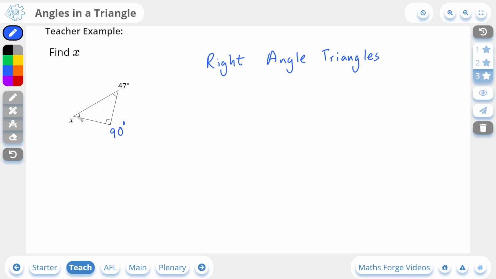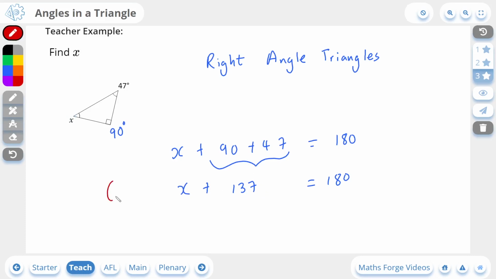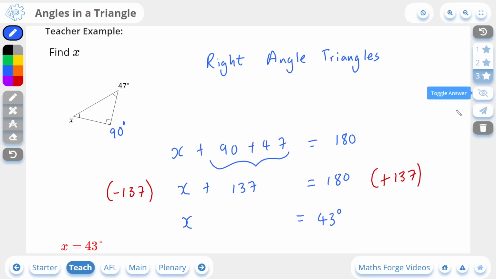And now we can find x by taking our 3 angles, adding them together, and equaling this to 180 degrees. Simplifying the 90 plus 47, we're going to end up with 137. And now we can rearrange for this x by subtracting 137 from both sides to cancel out this plus 137. This now leaves us with x is equal to 180 minus 137, which is 43 degrees. And if we check our answer, there it is.